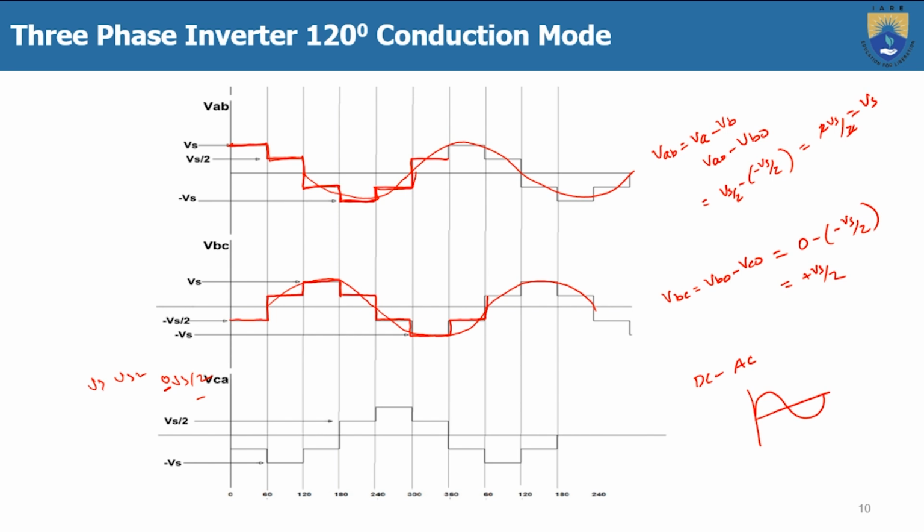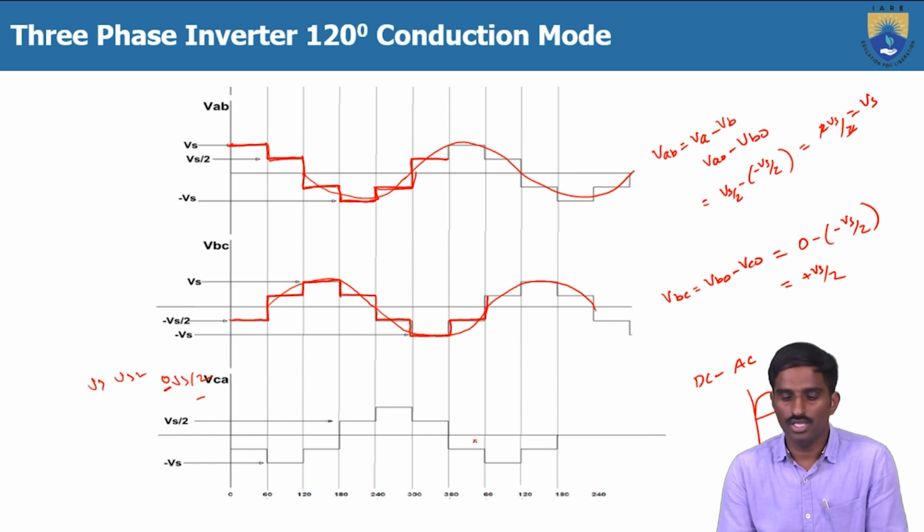So when you go for high level inverters, you will get nearer to the sine wave, or otherwise we can use some filters at the output side, and those filters will eliminate whatever harmonic content is present in the output voltage. Then we will get the pure sine wave.